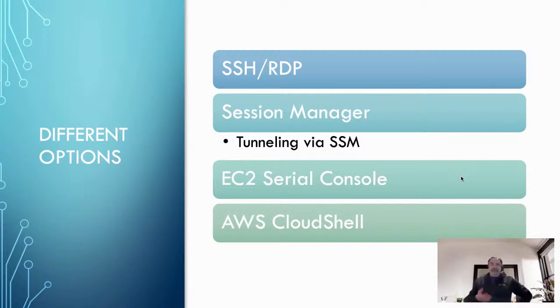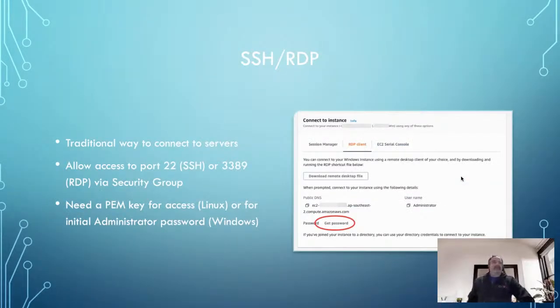So I'm going to talk about a few different options for connecting to EC2. Some of them have been around for donkeys, and some of them are really quite new. And some have sort of been hidden a little bit and brought to the forefront a little bit more. So we'll start with the first one. And this is really a traditional way of accessing servers, SSH, RDP.